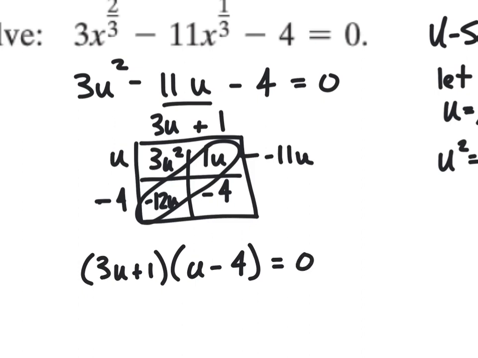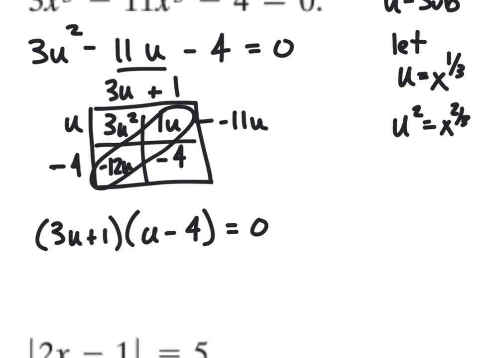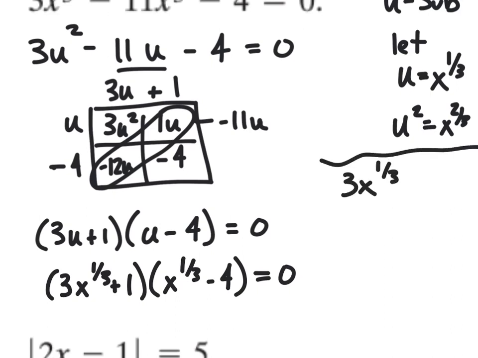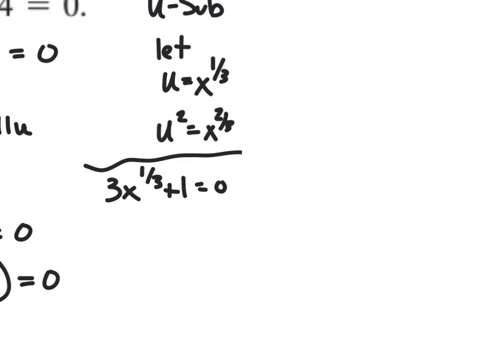Now I need to substitute my values back in. So I'm going to plug in x to the 1/3 back in for u. So I get the quantity 3x to the 1/3 plus 1 times x to the 1/3 minus 4, and that's going to equal 0. Then what I do is I set each of those equal to 0. So I've got 3x to the 1/3 plus 1 equals 0. And then I've got x to the 1/3.